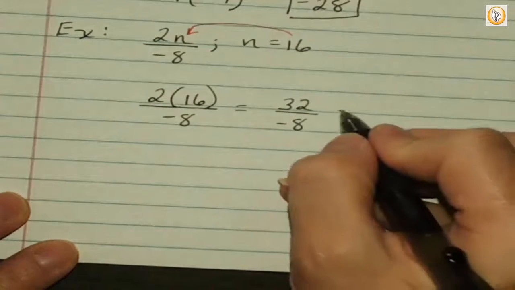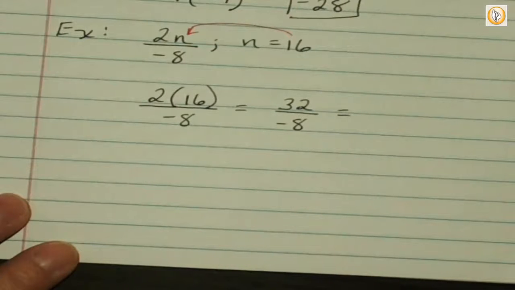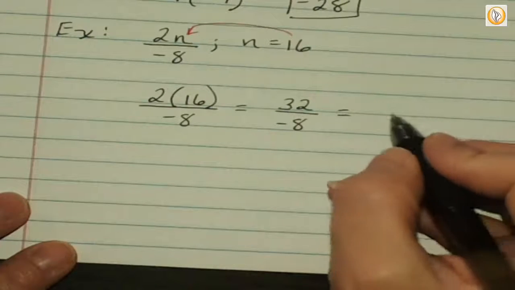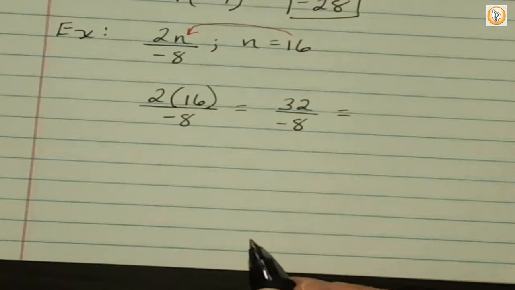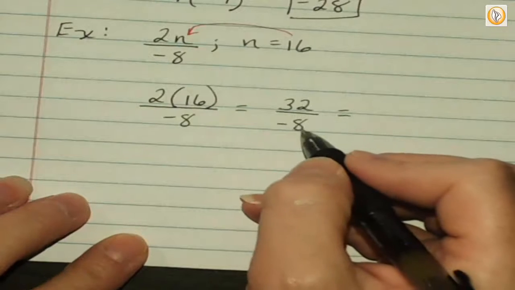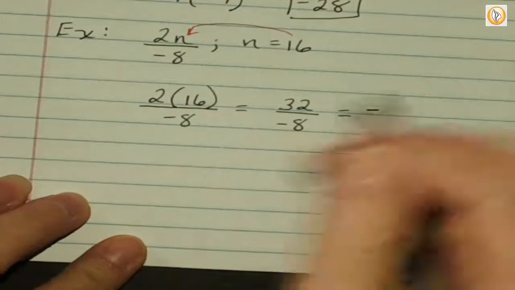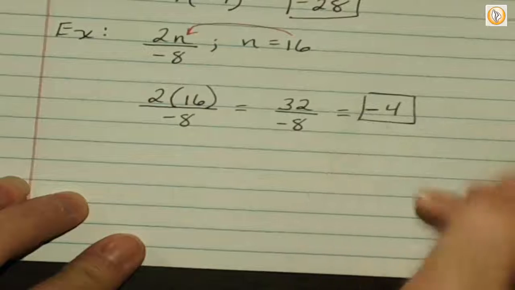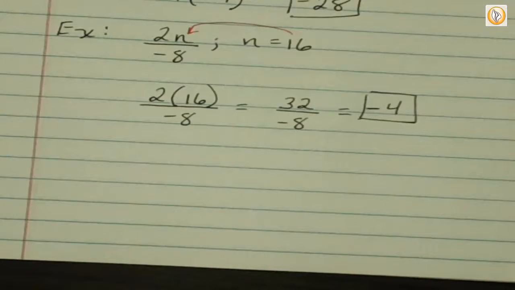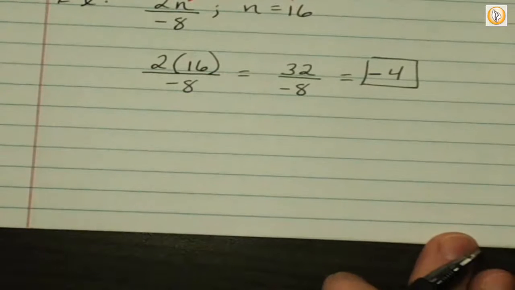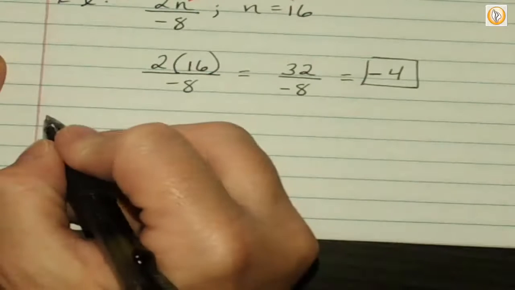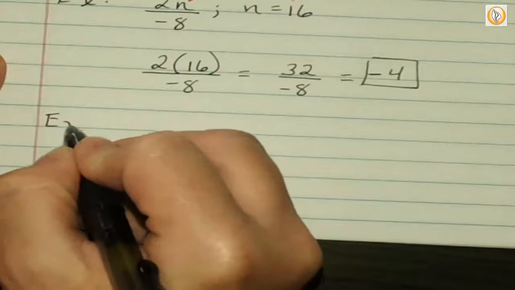So 32 divided by -8 is what, Madeline? Go ahead, take your time. It's 4. Negative or positive? Negative. A positive divided by a negative will always get you a negative answer. And she is correct. So -4 is your answer. Any questions so far? There are no dumb questions.